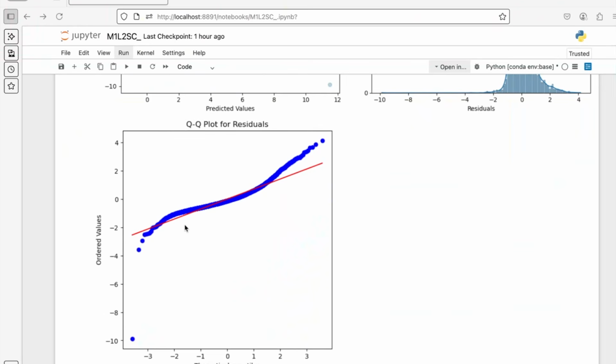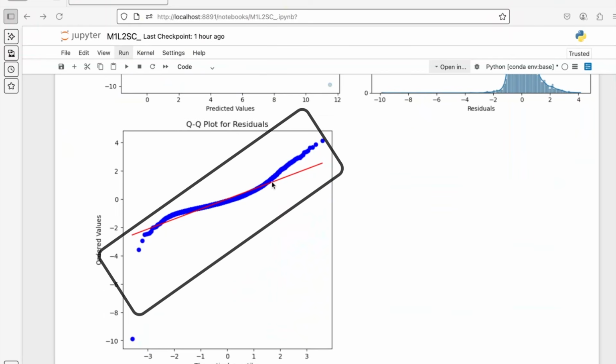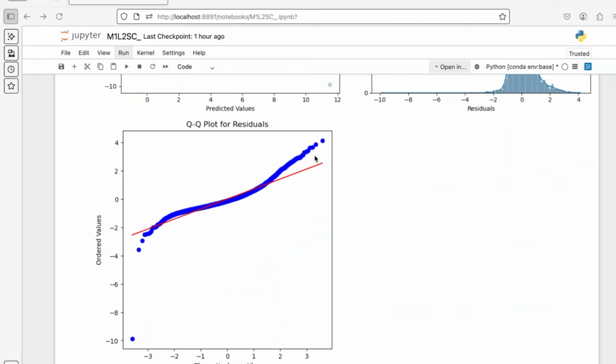Now we're taking a look at our QQ plot, which compares our residuals to the theoretical normal distribution. Looking at this plot, the residuals follow the diagonal reference line fairly well in the middle section, but deviate significantly at both the lower left and the upper right ends. This S-shaped pattern indicates our residuals have heavier tails than a normal distribution, confirming what we saw in the histogram.